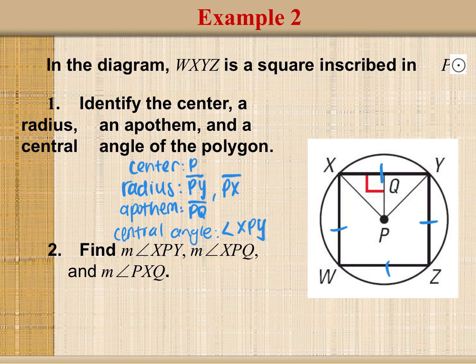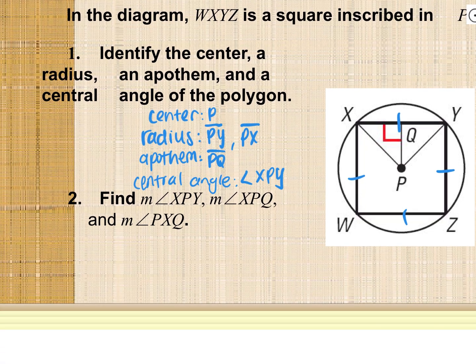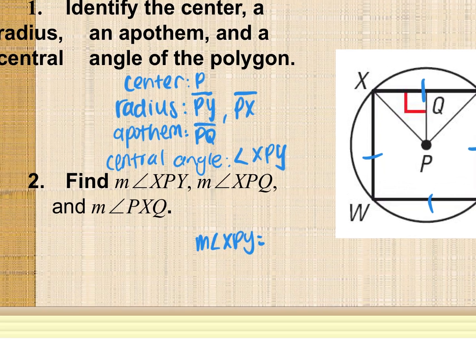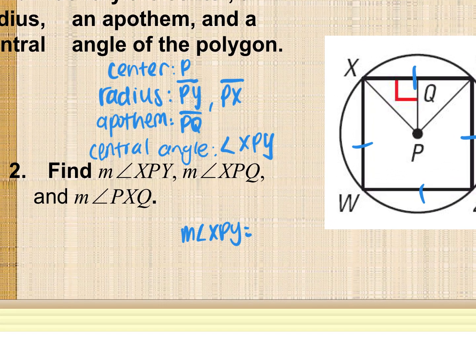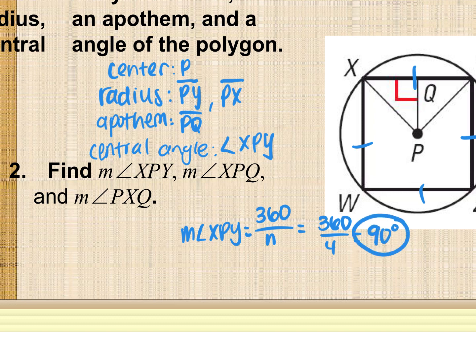All right. Next, we have to find the actual measure of each one. So we need to find the measure of XPY. So let's list it out. The measure of XPY. That was our central angle. Do you guys agree? And our formula for finding the measure of a central angle is what? 360 divided by the number of sides n. In this case, the number of sides is 4. Very good. So we're going to do 360 divided by 4. What's the measure of our central angle? 90 degrees.